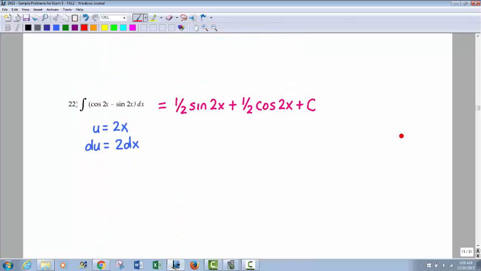22 is two separate trig functions, subtraction. With trig integrals, plus and minus, you can treat them as separate integrals, but not multiplication or division. So these can be split up, and I really didn't show a lot of work here, but let me explain what happened. They both have the same u, which would be 2x, and makes du 2dx, and then we would divide by 2. So they're both going to have a half associated with it.